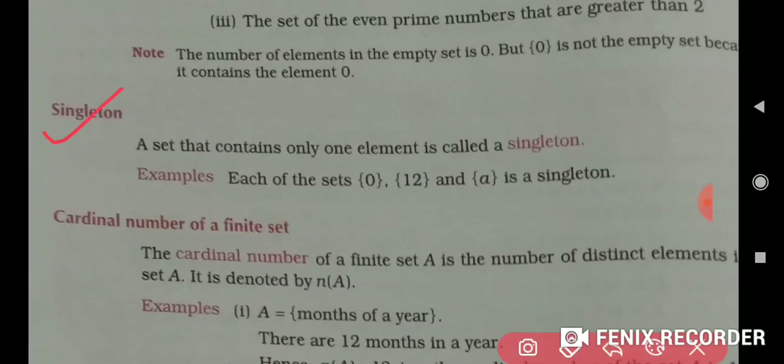Next, singleton. What is singleton? A set that contains only one element. A set which is having a single element is called singleton. For example, 0, 12a. Only a single element should be there. That set will be known as singleton.